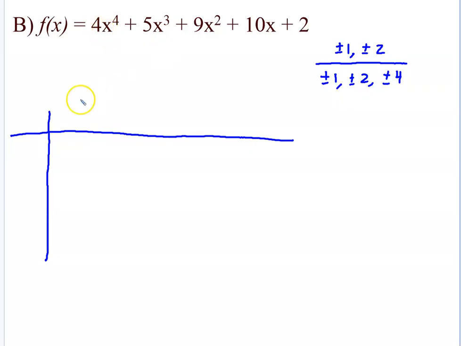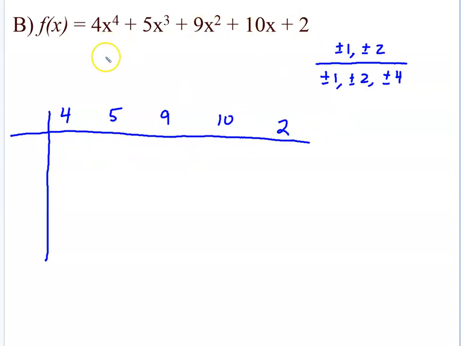Okay, so across the top, I'm going to do 4, 5. Notice my exponents are 4, 3, 2. So if you jump over an exponent, make sure to plug in the missing 0: 4, 5, 0, 10, and then 2. 4, 3, 2, 1, constant.